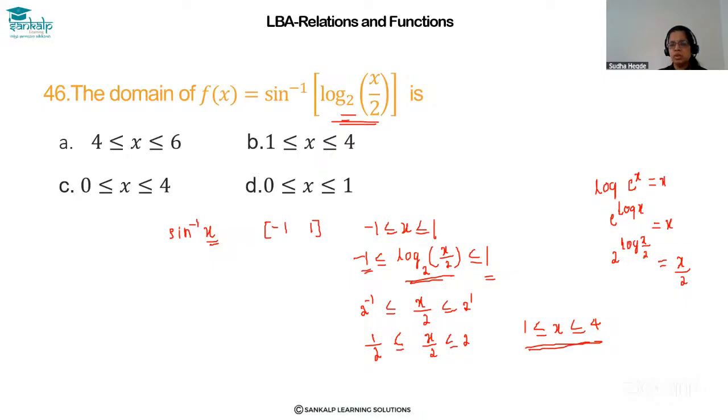Majorly you need to remember this result here. So check the options. Which option is correct? Option B is correct. Right. So option B, 1 less than or equal to x less than or equal to 4, is the correct answer.